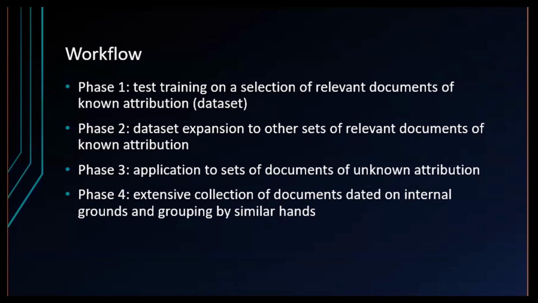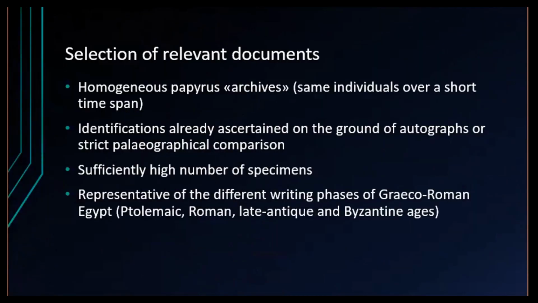The fourth phase will extend the framework to most of the documents precisely dated on internal grounds and grouped by similar hands. We are currently dealing with phase one, the creation of the dataset, and in particular with the preliminary step, aimed at selecting the documents that can be relevant for our purposes. Our attention is focused on homogeneous papyrus archives, since they can provide some documents written by the same individual over a comparatively short time span and are usually dated with a certain precision.